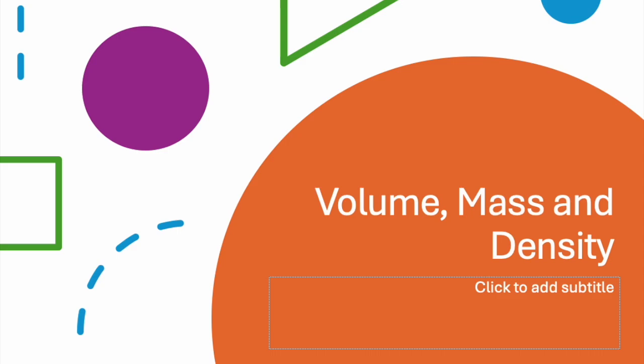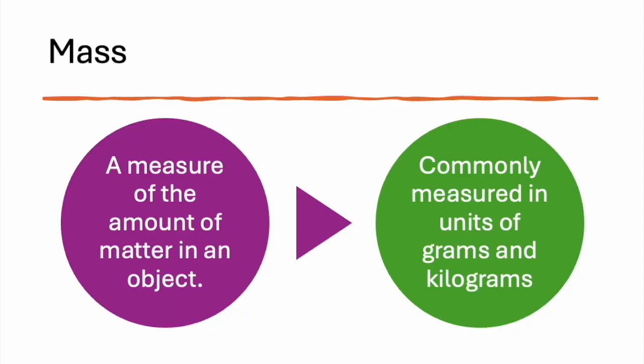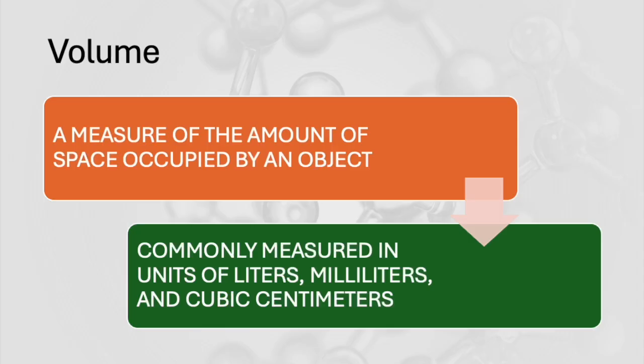Mass is a measure of the amount of matter in an object and is commonly measured in units of grams or kilograms, while volume measures the amount of space taken up by an object. Volume is usually measured in milliliters, liters, or cubic centimeters. Together, these quantities are used to find the density of an object.